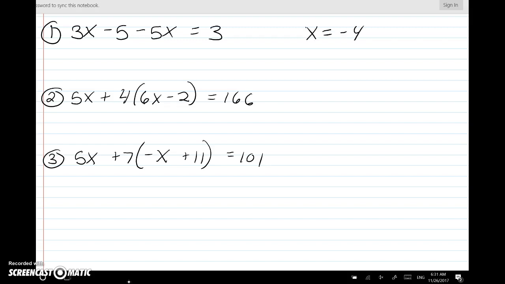X equals negative 4, x equals 6, and x equals negative 12.